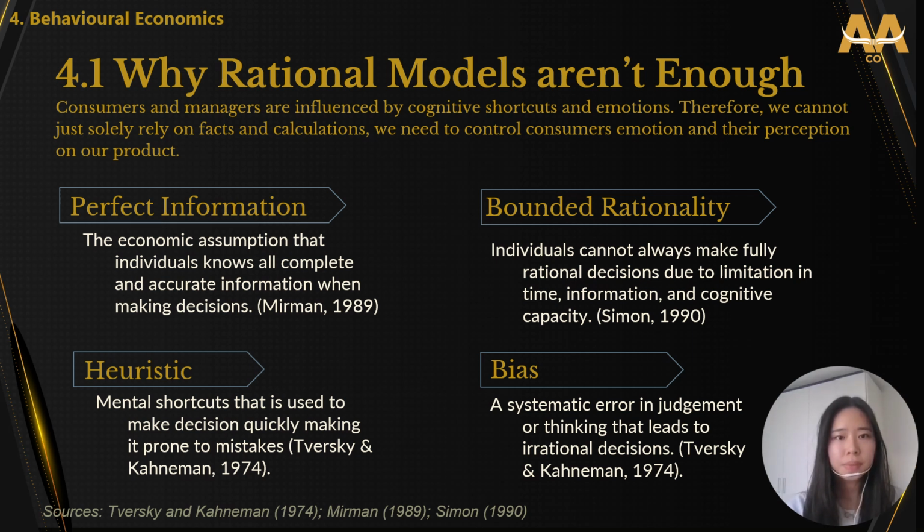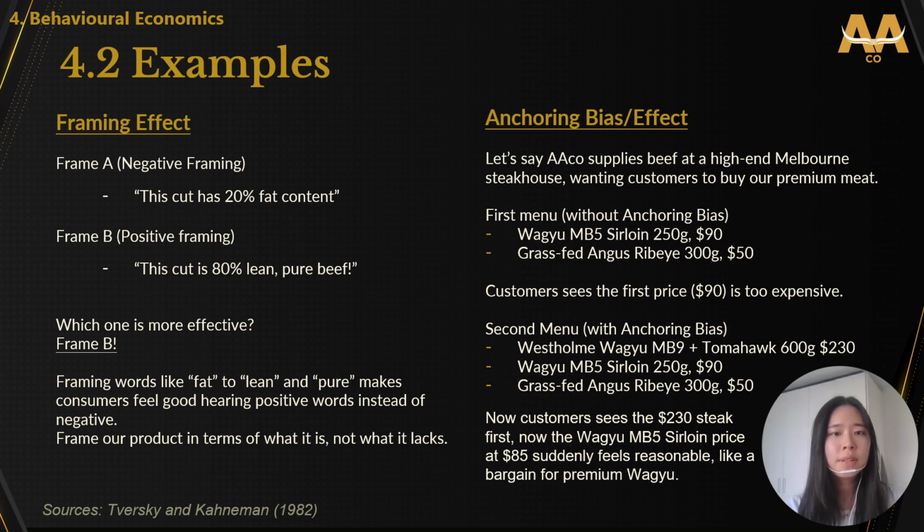Traditional economics assumes perfect information and full rationality, but Herbert Simon's concept of bounded rationality shows us that people cannot always make fully rational decisions. We are limited by time, information, and cognitive capacity. So we rely on heuristics, which are mental shortcuts that produce systematic errors called biases. Understanding these biases gives AACO a powerful evidence-based advantage. Here are some powerful examples.